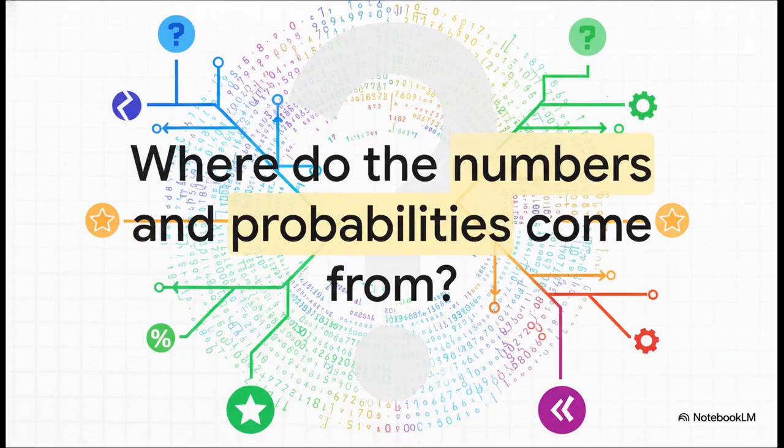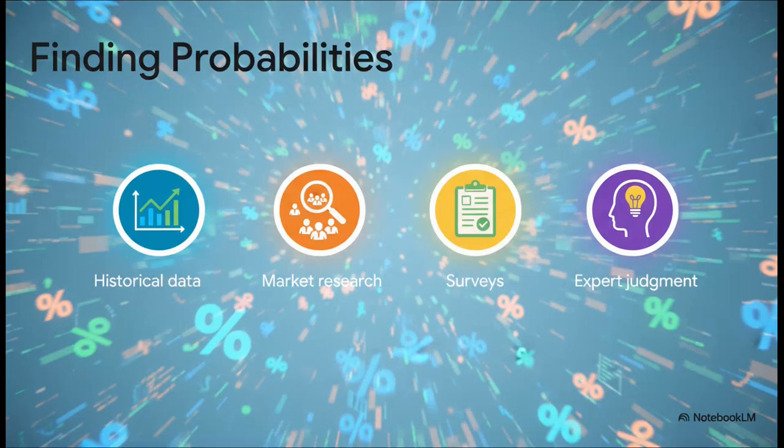Each of these products could be a huge success or a total flop. How in the world do we assign actual numbers to that? We can't just pull them out of thin air, right? Exactly. You don't guess. You become a detective.